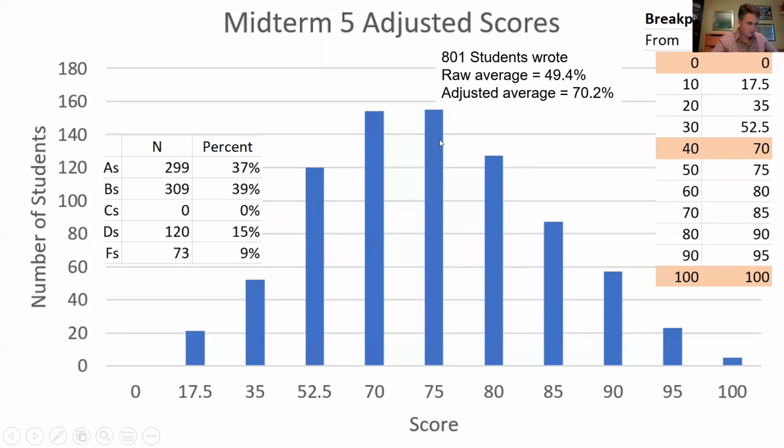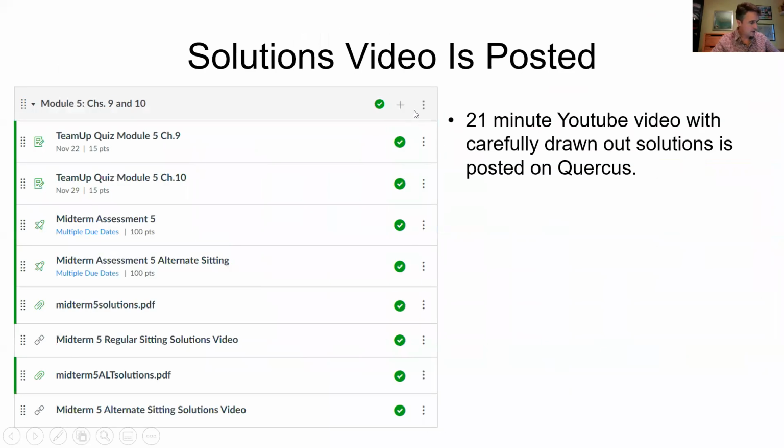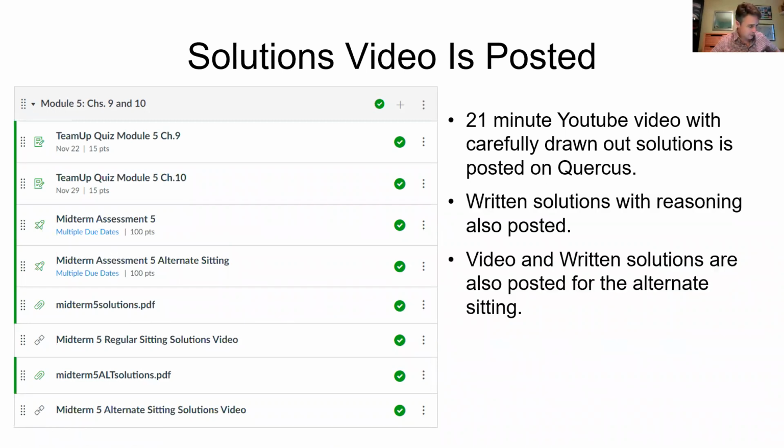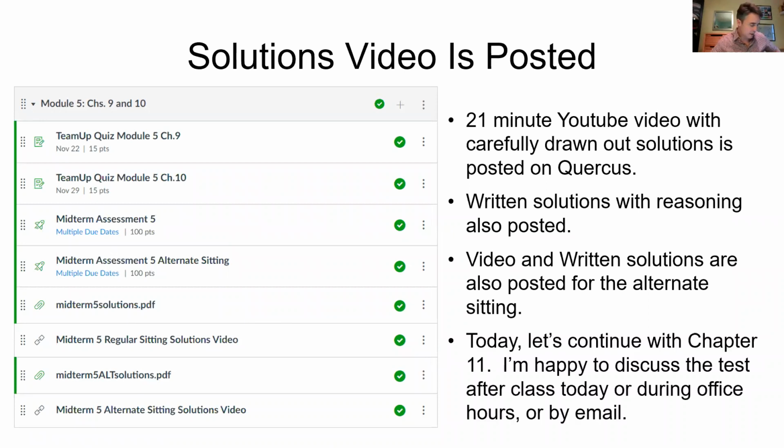I've posted detailed solutions. Let's look at the next slide here. Solutions video: it took 21 minutes to go through very carefully, read out the questions, and write out my solutions. There's a PDF showing where I've written them out, and there's a whole video on YouTube that you can click on, which should be live now. I did it for both the alternate sitting and the regular sitting.